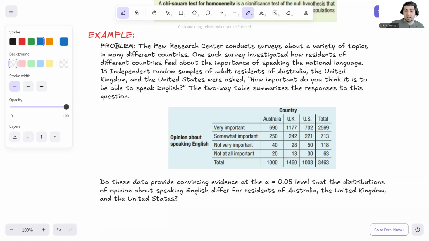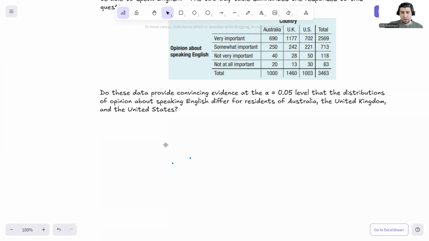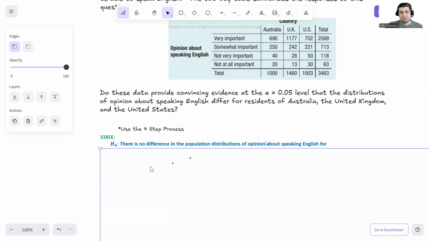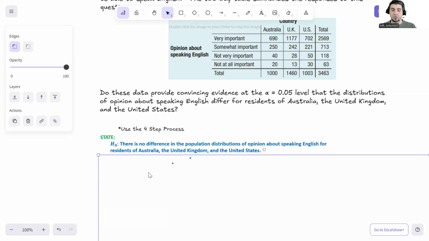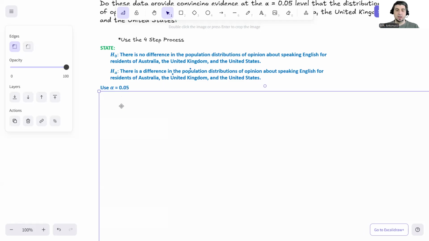Question: do these data provide convincing evidence at the 0.05 significance level that the distributions of opinion about speaking English differ for residents of Australia, the UK, and the US? So let's go ahead and look at our example here and conduct the four-step process. State: there is no difference in the population distributions of opinion about speaking English for residents of Australia, the UK, and the US. And the alternative would be the same exact wording, except there is a difference. So that's the alternative hypothesis there.